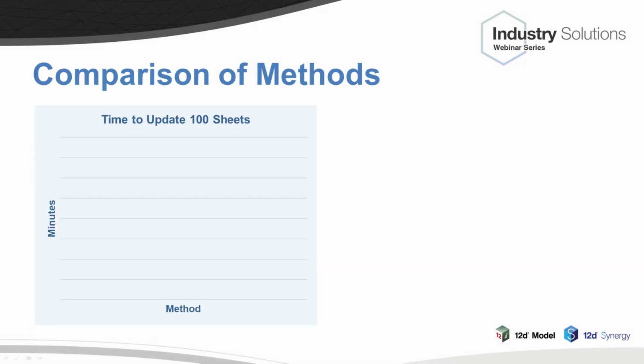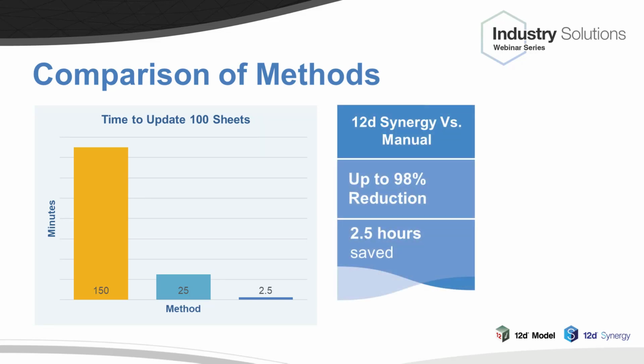So let's just compare these methods on a chart. So we're looking from manual, it's about 2.5 hours or 150 minutes. With Lisp routines, we're looking at about 25 minutes. Meanwhile, for 12D Synergy, each update takes less than 1.5 seconds. But because the updating is happening in the background, it almost feels instantaneous. Now with 12D Synergy, all 100 sheets have been updated in 2.5 minutes. That's a 98% reduction compared to the manual workflow.